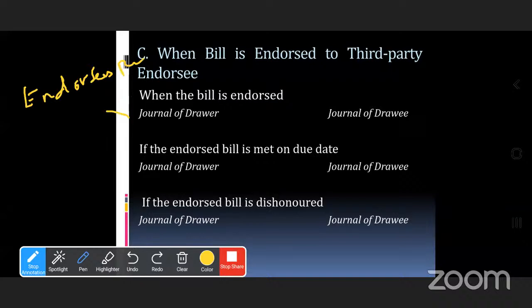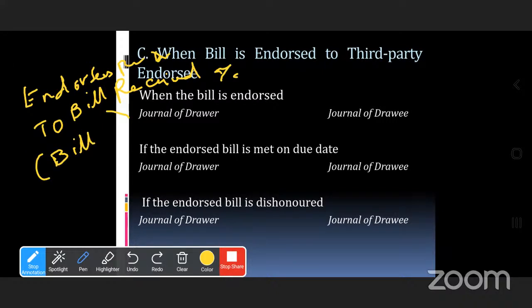Endorsee's personal account debtor to bills receivable account. That is, bill endorsed to so and so. Being the bill endorsed. Okay.